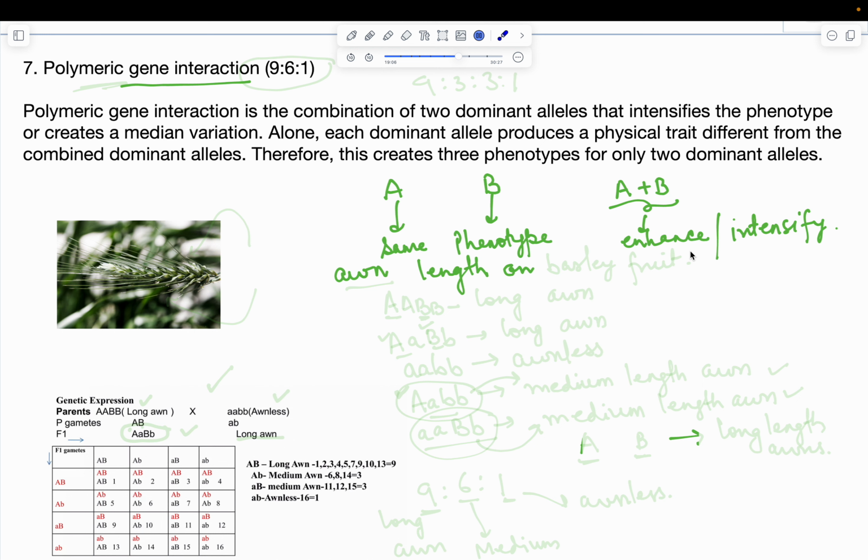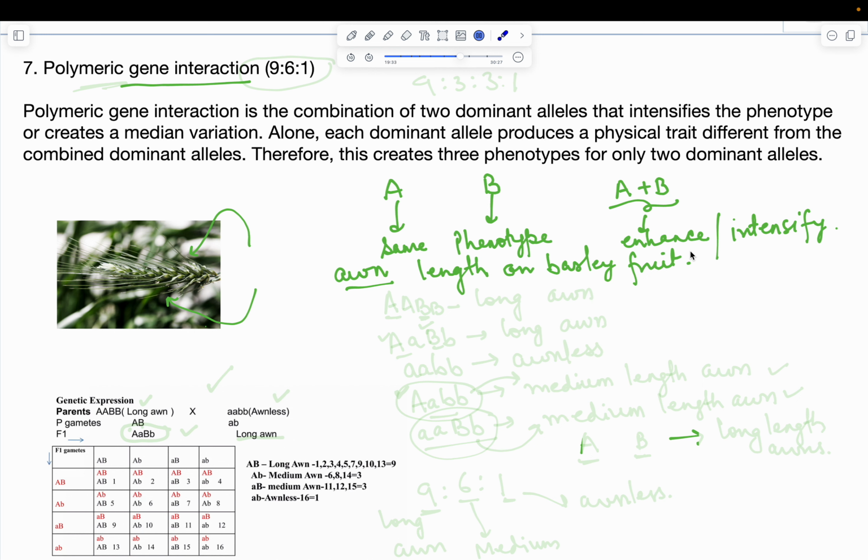on barley fruit, right? So what are awns? These are hair-like extensions present on the barley fruit. These awns help in the protection of the seeds from the animals, and also they help in dispersal of the seeds. So we'll take the example of awn length on barley fruit.